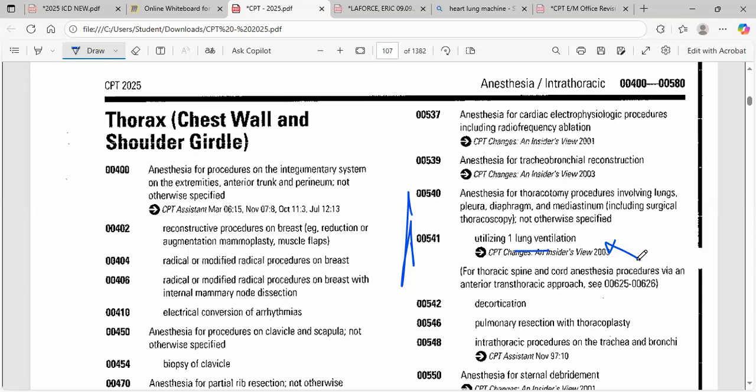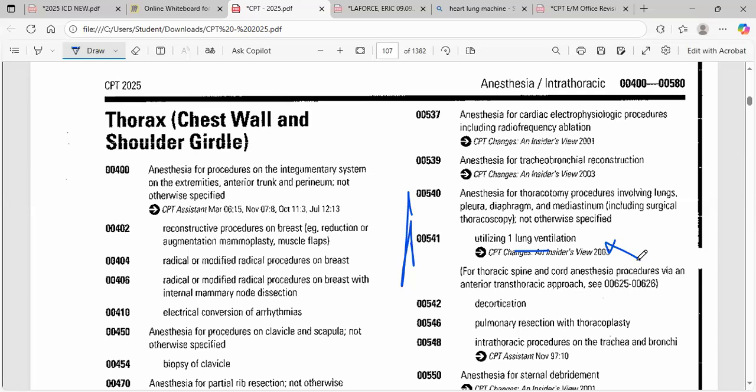We have to use the modifier AA when the anesthesia was given by the anesthesiologist. In our case, anesthesia is not given by the anesthesiologist. It is given by the CRNA under medical direction. So we have to use the QX modifier and the QK modifier to represent that there is direction given by the anesthesiologist and the anesthesia is not given by the anesthesiologist.